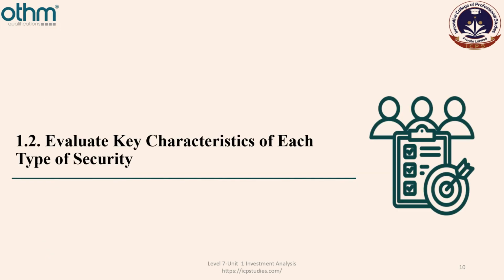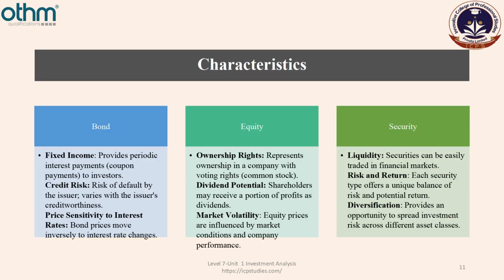Now we have the second assessment criteria, in which we evaluate key characteristics of each type of security. We have different characteristics. First we have the characteristics of bonds. First we have fixed income, which means that it provides periodic interest payments, which means coupon payments, to investors. Then we have credit risk, which means there is some risk of default by the issuer, which varies with the issuer's creditworthiness. Then we have price sensitivity to interest rates, which means that bond prices move inversely to interest rate changes.